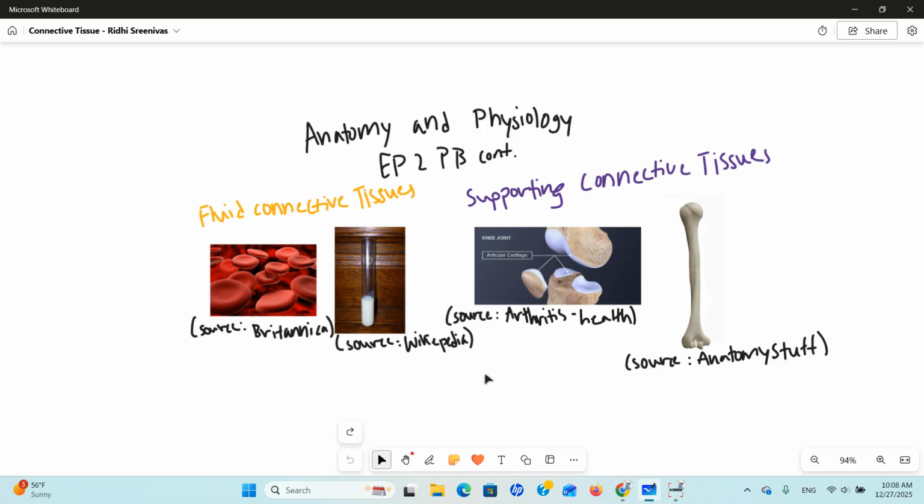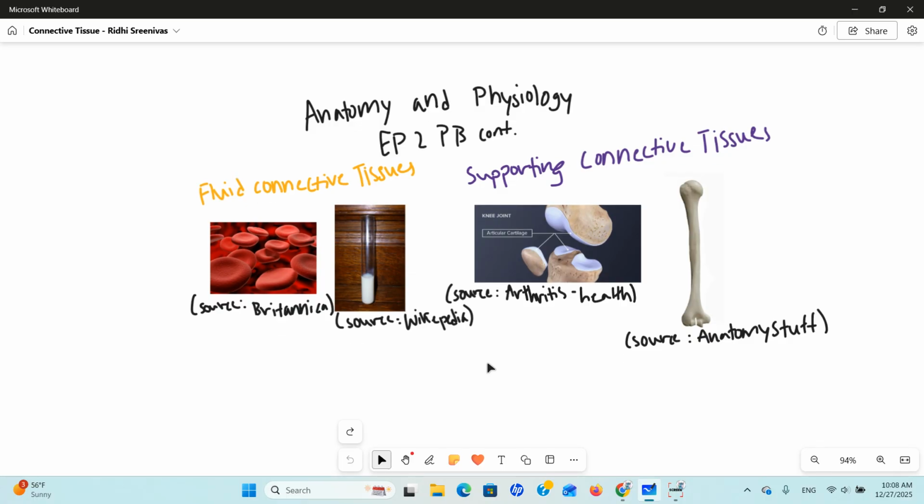My name is Ridhi Sreenivas, and today we're going to be talking about fluid connective tissues and supporting connective tissues. If you haven't checked out the second episode, part B, I would definitely recommend it, because that is when we talk about connective tissues in general and their characteristics. I'm going to link that in the comments down below, but let's get right into it.